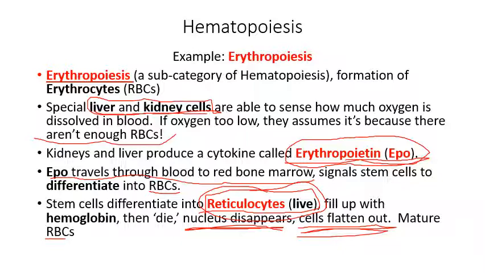All right, so that is how red blood cells are created. The cells in the liver and kidneys are able to sense that there's not enough oxygen in the blood. That may be a mistake. These cells assume that the reason there's not enough oxygen in the blood is because you don't have enough red blood cells, and then they send a signal to the bone marrow for more of these cells to turn into red blood cells, and that's how you get more.